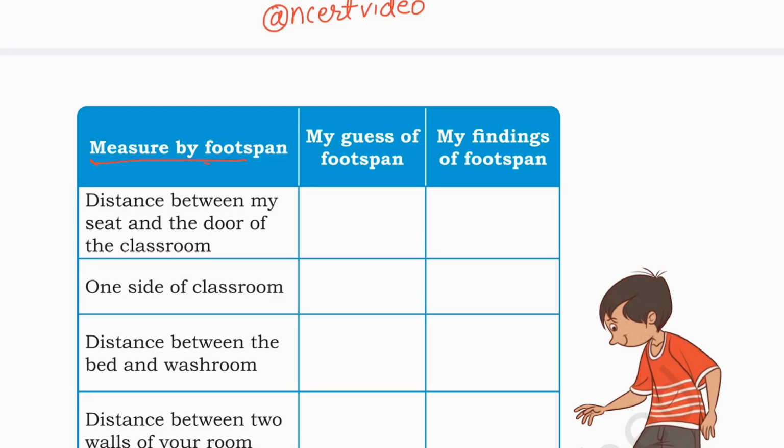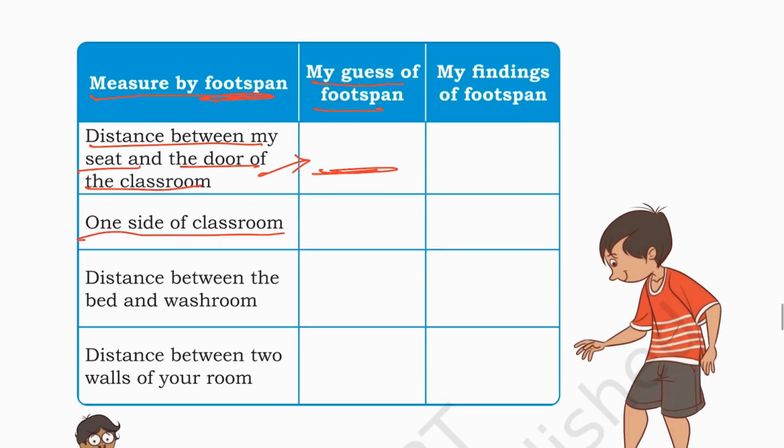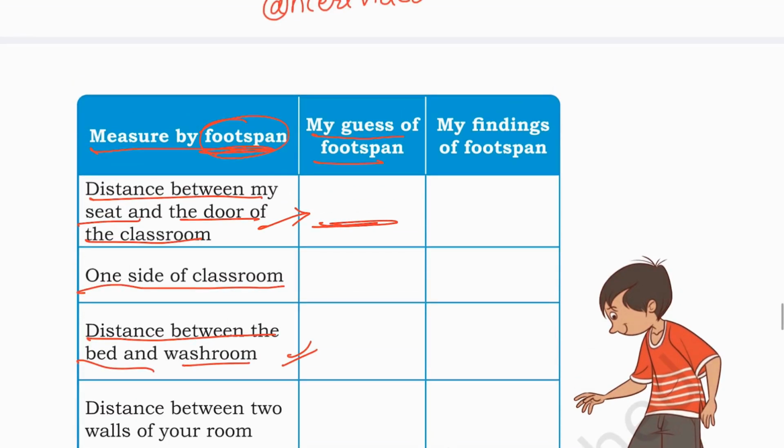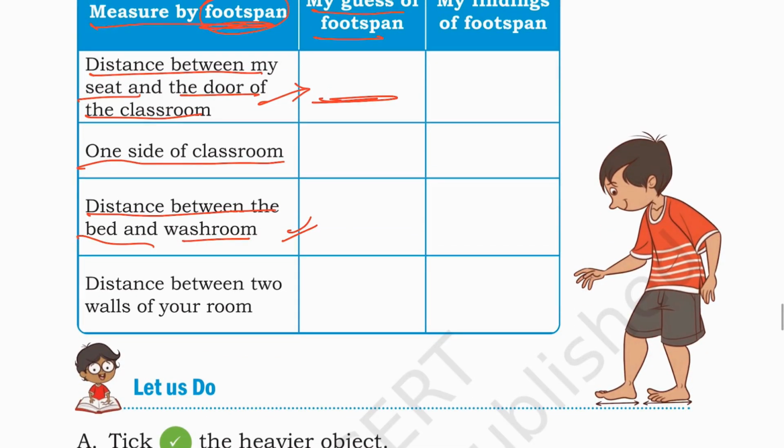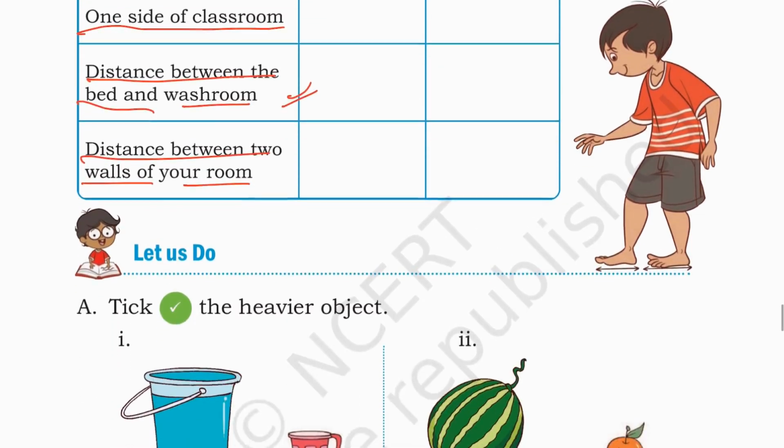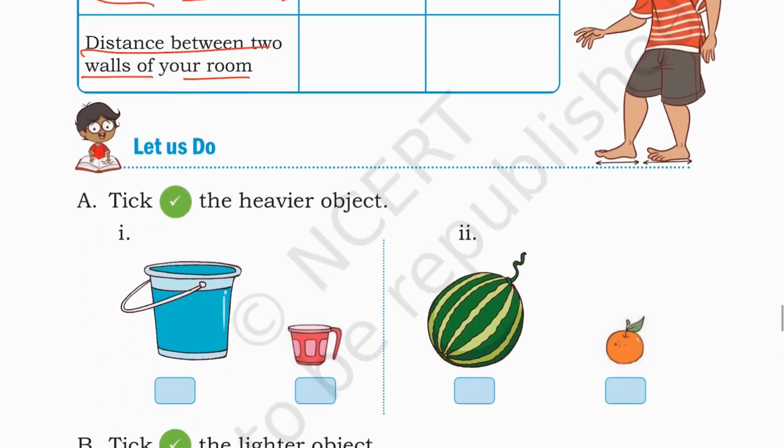Measure by foot span. If you walk, then the distance between your two legs is known as foot span. Measure the distance between the seat and the door of the classroom. Walk to your classroom door and write the foot span that you walk. Measure one side of the classroom, the distance between the bed and washroom, and the distance between two walls of your room in foot span.